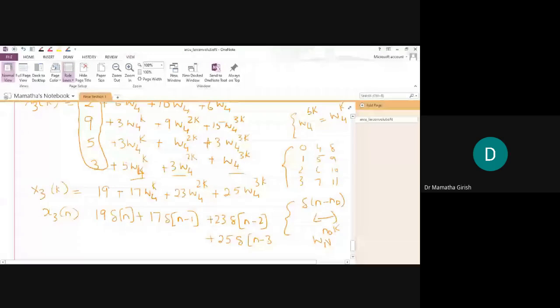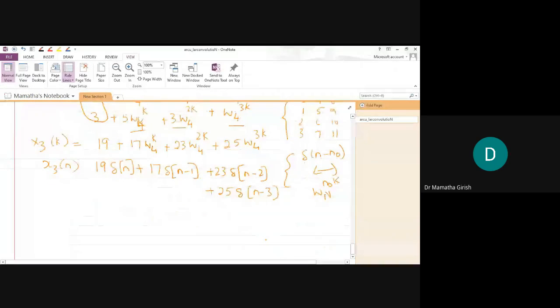If it is so, now just collect the samples. Therefore, x3 of n is nothing but 19, 17, 23, 25. Is it clear? This is how we do it using DFT, IDFT.